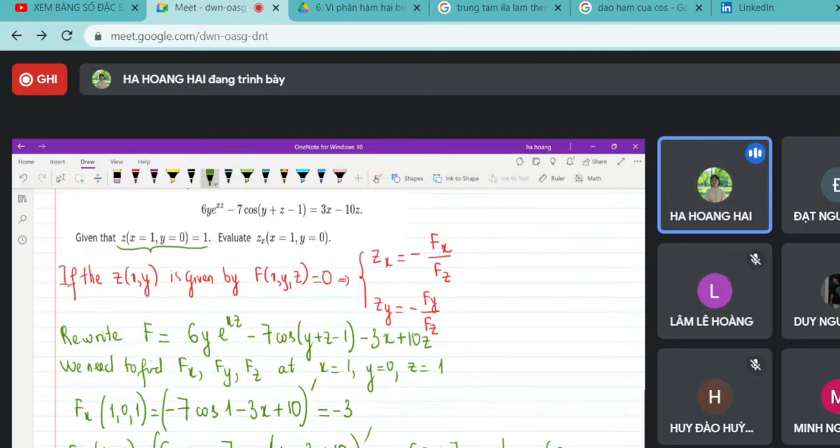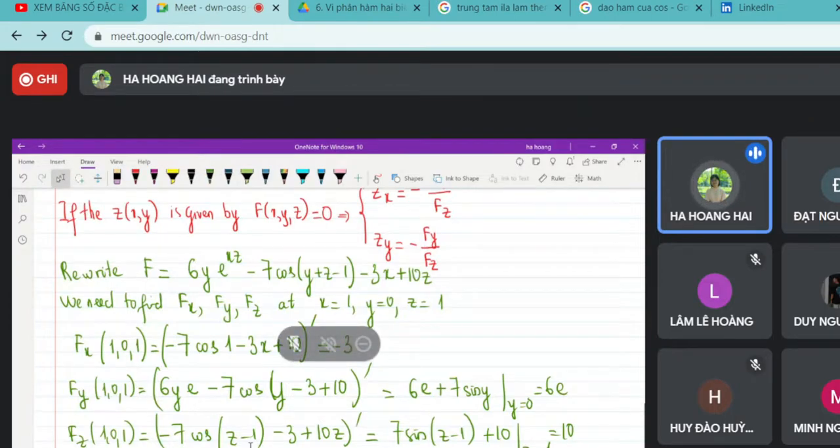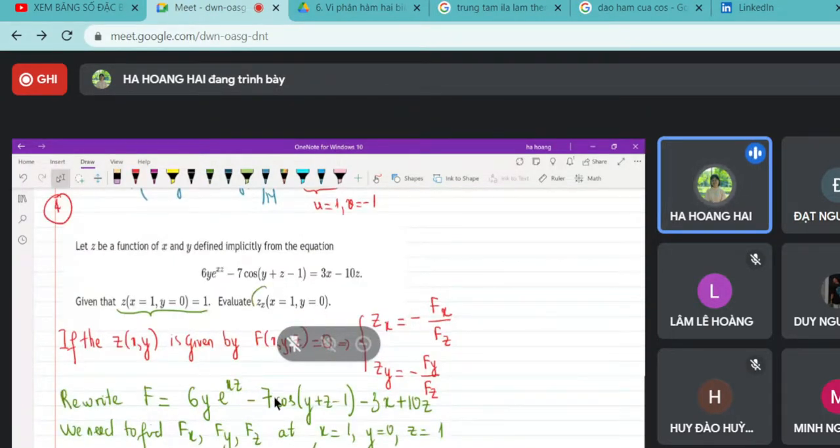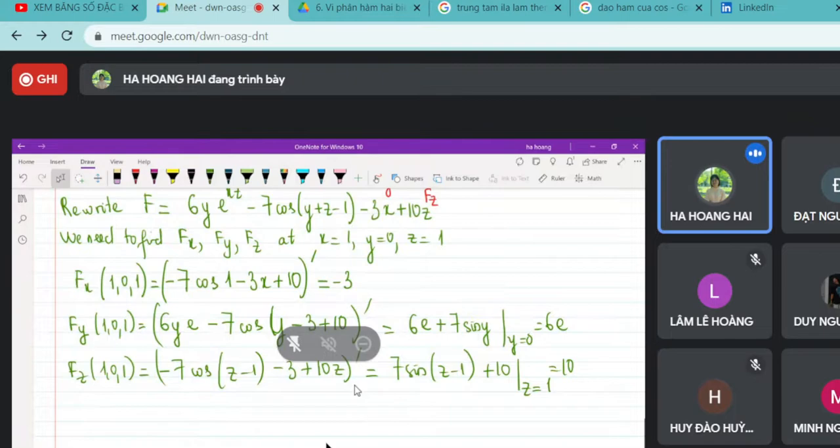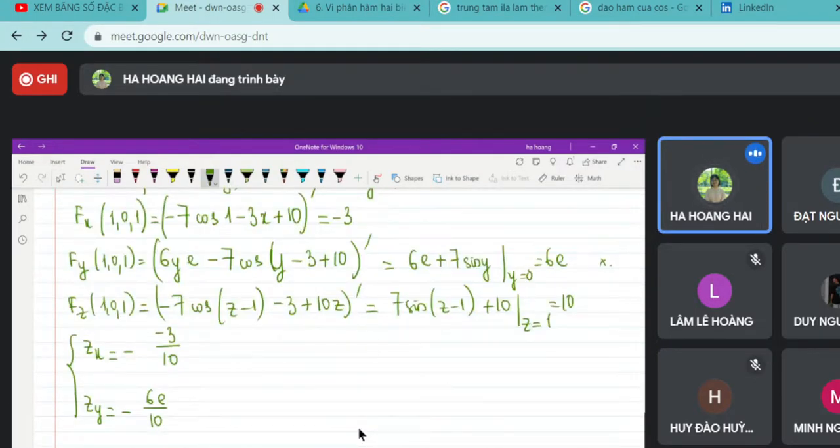Because we are finding zx, it's not necessary to find zy. But from here, we can give the answer for both. We have zx equal to minus of fx, so minus of minus 3 over 10, right? And zy, we have minus 6e over 10. Remember that in the formula we have minus, so we have here 0.3.